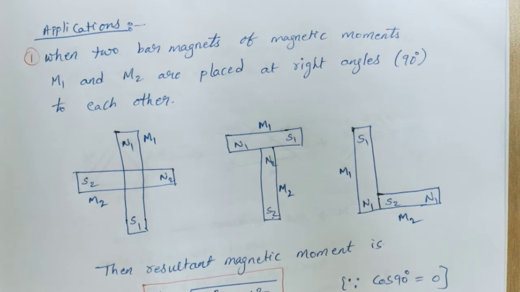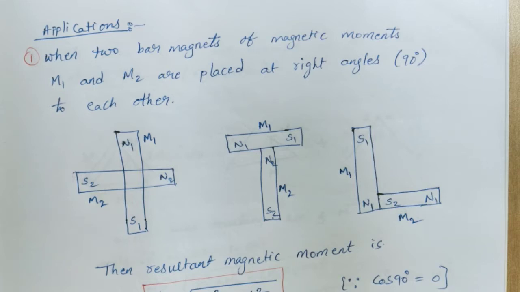Suppose we join two unlike poles of two magnets, making an angle theta. In that condition, the resultant magnetic moment m dash, as we represented in the last class, is equal to root over m1 square plus m2 square minus 2 m1 m2 cos theta. Those two formulas we already discussed in the last class.